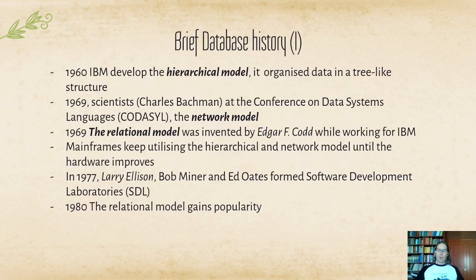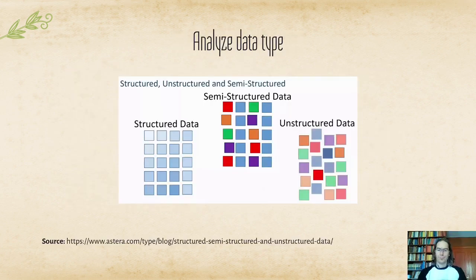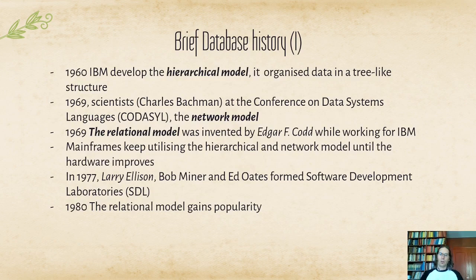Now we jump to the third question: how to choose a database. To choose a database, it's important to understand the history of databases. It started in 1960 when IBM developed a hierarchical model which organized data in a tree-like structure. Nine years later, in 1969, the network model emerged, at the same time that the relational model was invented by Edgar F. Codd while working for IBM. Mainframes kept utilizing the hierarchical and network models until the hardware improved.